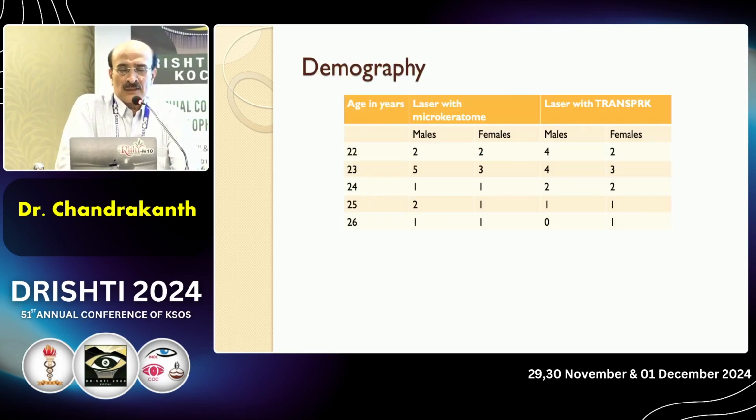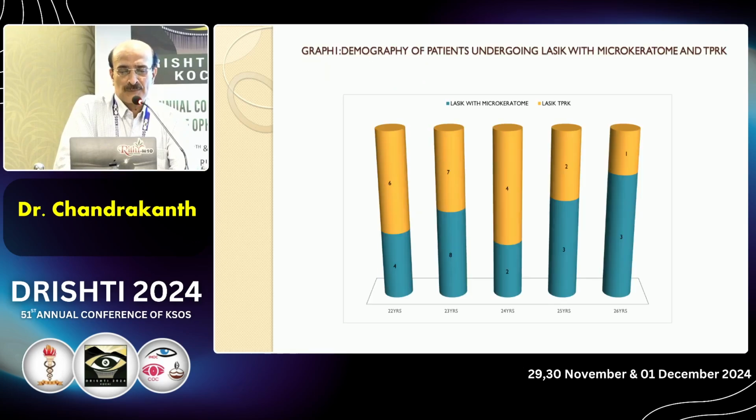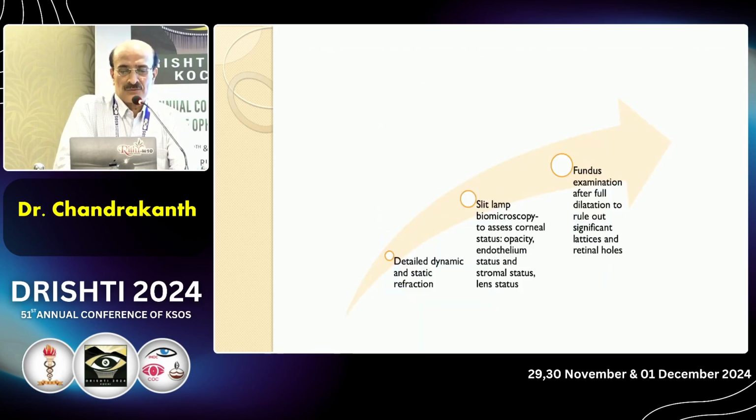This is the demographic pattern here. You can see, gender-wise, both male and female are in almost equal numbers. This is the graph just shown.